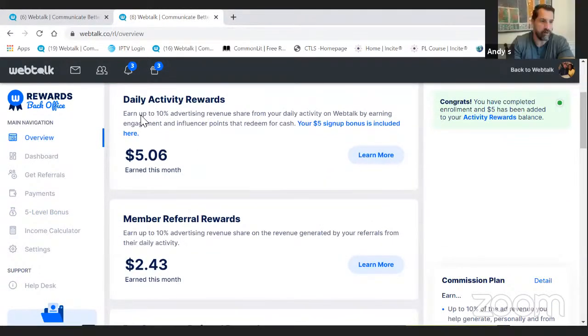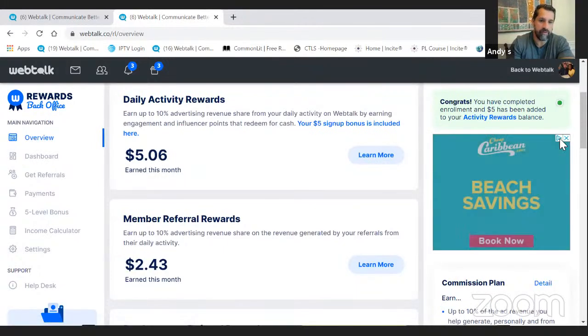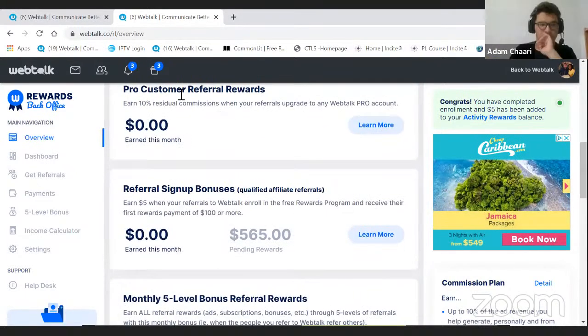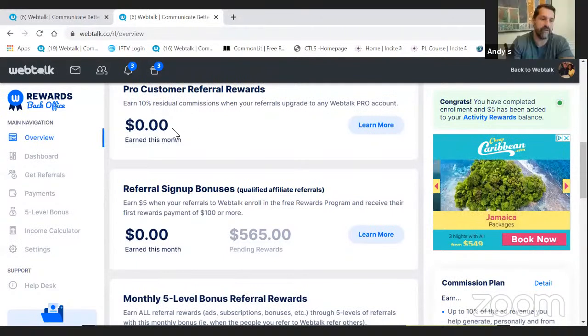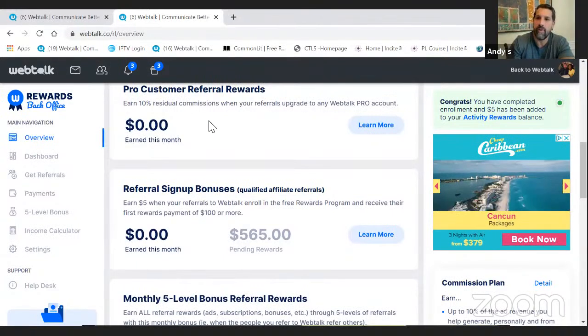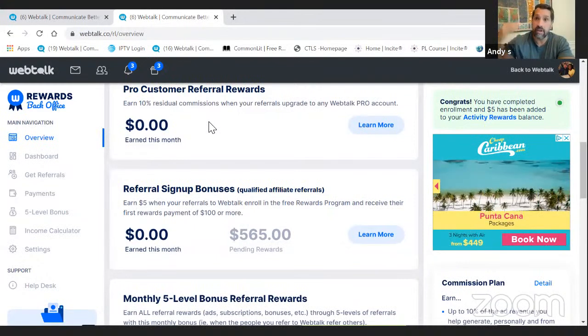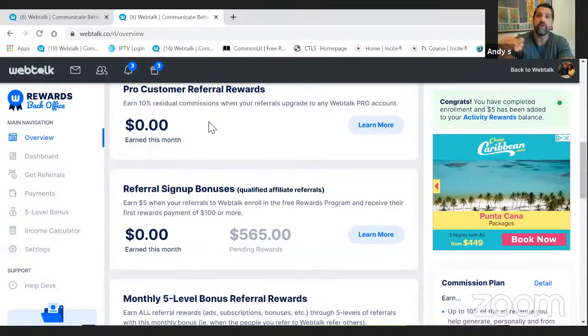You're going to have your daily activity rewards. You're going to get money for that. Member referrals, people that you refer, they make revenue for you. This is pro customer referral rewards, which means that if you're free and someone upgrades to pro because they want to have 5 levels of revenue, you get that upgrade too. You get the 5 levels. You don't get all the amenities of a pro upgrade, but you do get 5 levels of revenue based on that.